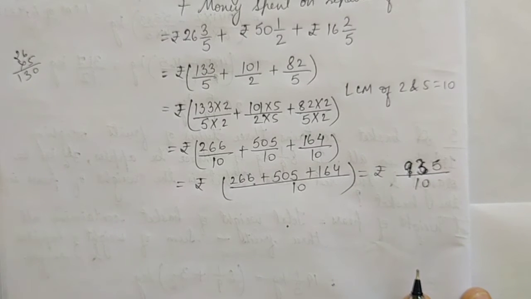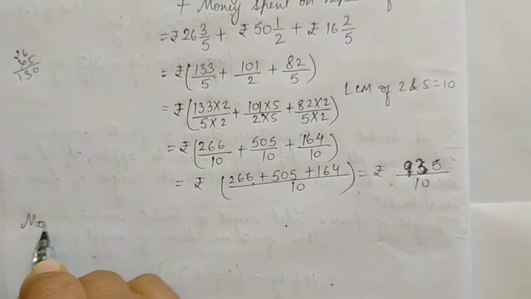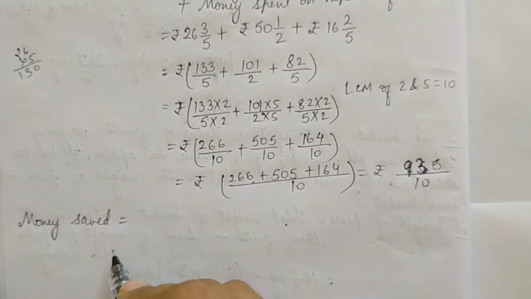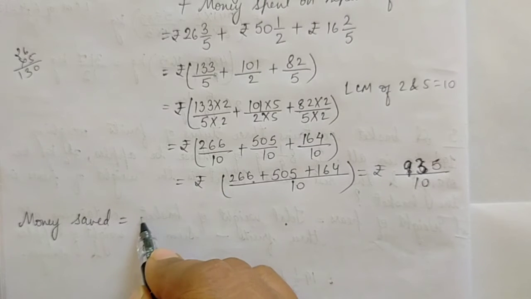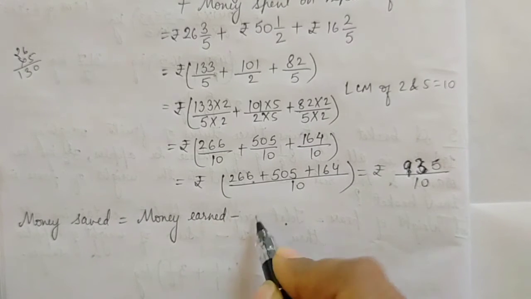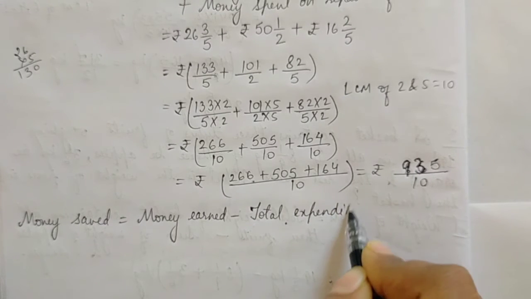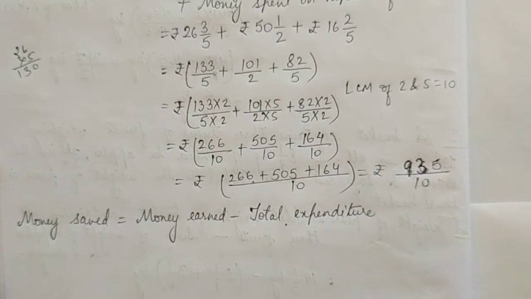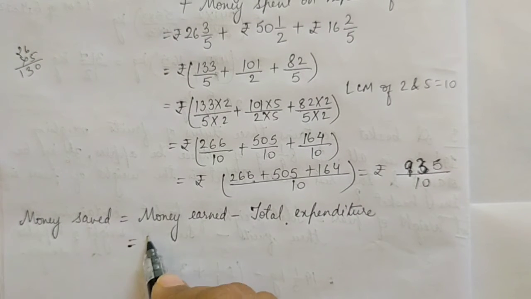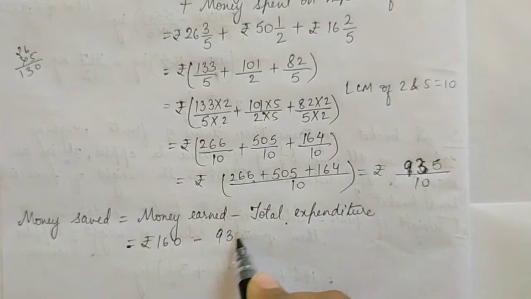Now we have to find out the money saved on that day. So money saved is equal to money earned minus total expenditure. Total expenditure we just found, and money earned is given. Money earned is rupees 160, minus total expenditure, which is 935 by 10.